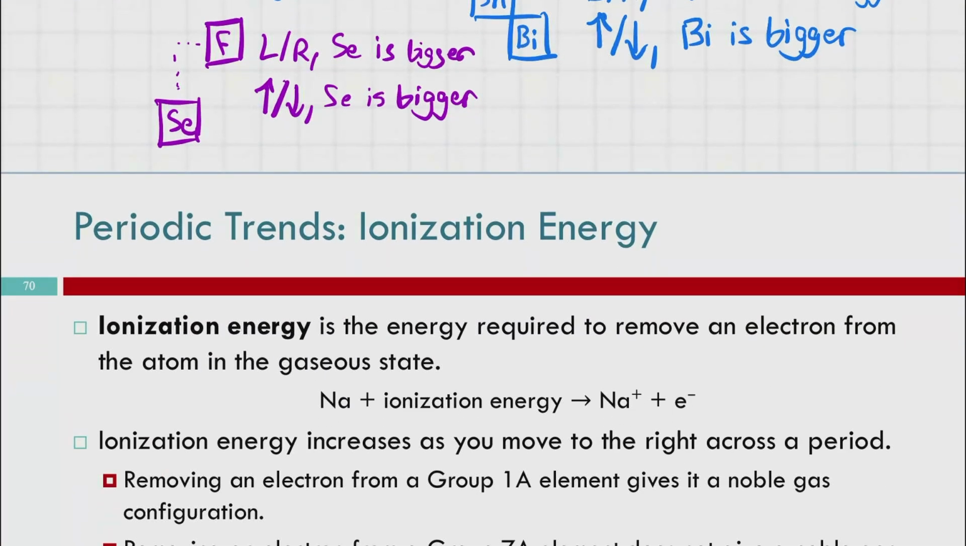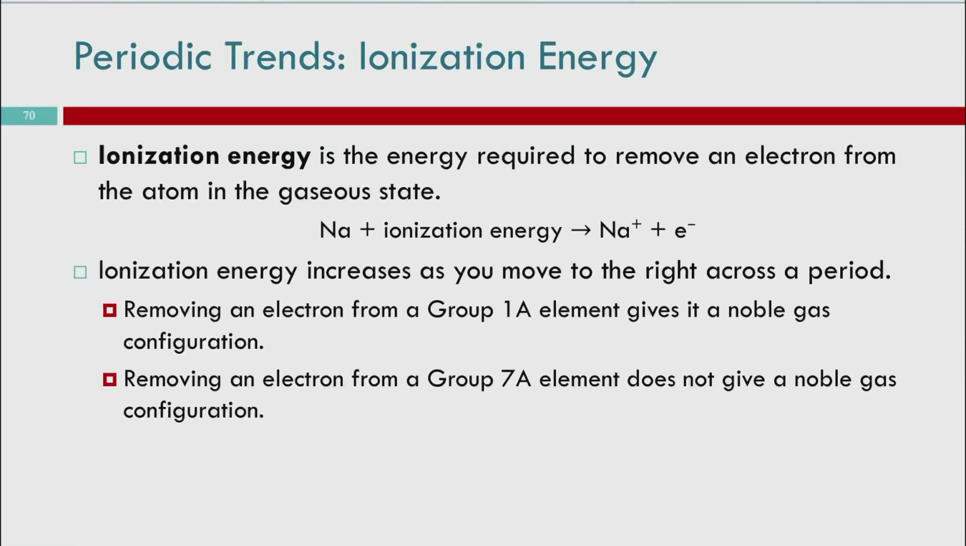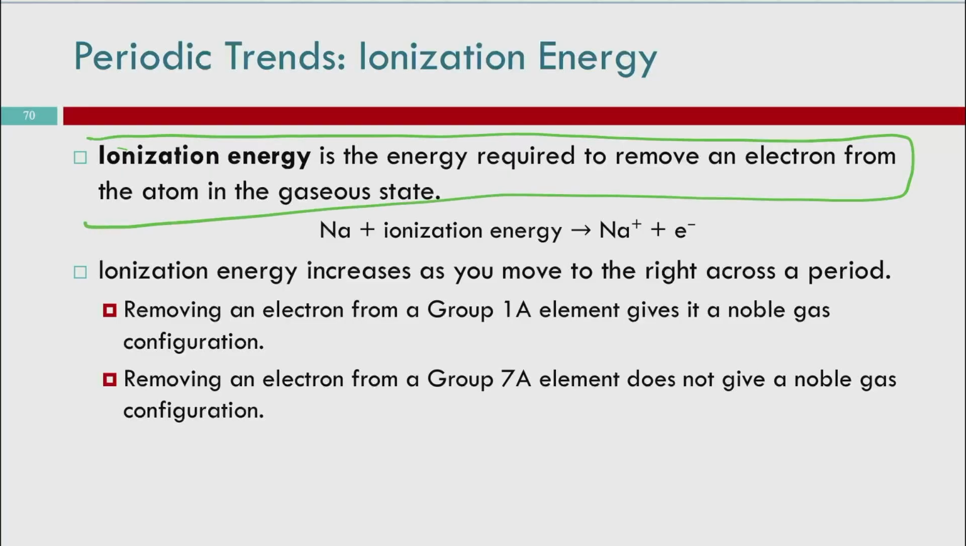Very cool, very cool. Another periodic trend that we have is ionization energy. Ionization energy is the energy required to remove an electron from the atom in the gaseous state. And possibly the keyest part of this, remove an electron. The gas state part, not really quite as important in my mind. For ionization energy, we're talking about losing an electron. How much energy does it take to pull an electron off?